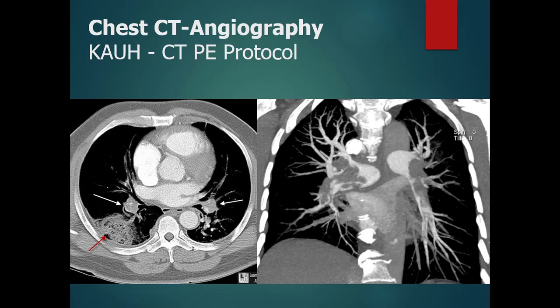Another advantage of the CT scan is that if you don't diagnose pulmonary embolism, you may find an alternative diagnosis to explain the patient's complaints, maybe pneumonia, maybe pneumothorax, pleural effusion, pulmonary edema, etc. So now the standard test for diagnosing acute pulmonary embolism is CT pulmonary angiography. The only contraindication is if the patient has renal impairment or allergy to the contrast material.